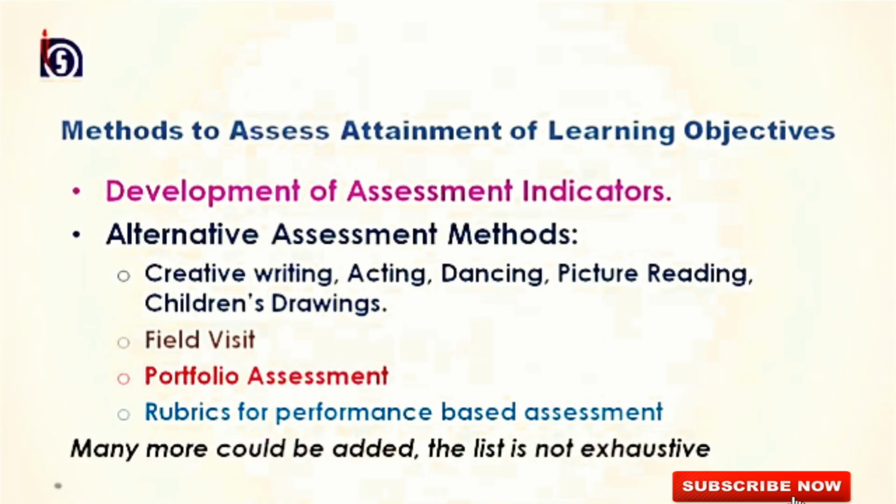When we talk about the methods available for assessment, we need to discuss the different methods which are available. We can develop assessment indicators. There are alternative assessment methods available for assessment of learning in social sciences, under which we have creative writing, acting, dancing, picture reading, children's drawing, field visit, portfolio assessment and rubrics for performance based assessment. Many more could be added to this list as this list is not exhaustive.